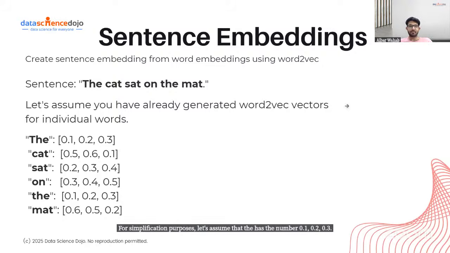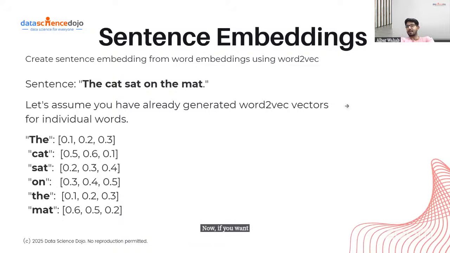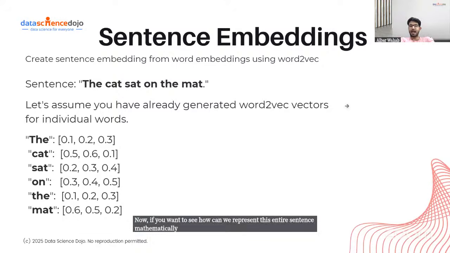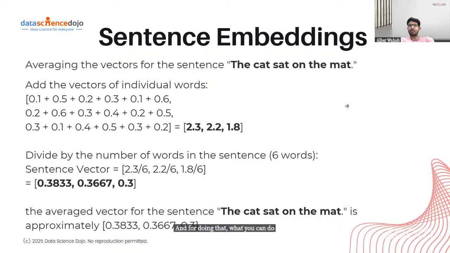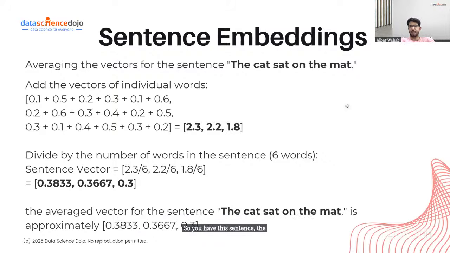Cat has this number, sat on the mat. Right? So in this sentence, each of the words has its respective representation. Now, if you want to see how we can represent this entire sentence mathematically, we would have to combine all these numbers together somehow. For doing that, you can take an average of the vectors for the sentence. So you have the sentence, the cat sat on the mat, and you have all the individual numbers for those vectors.